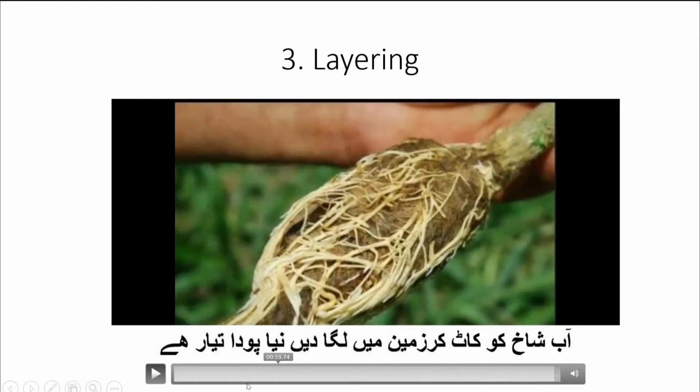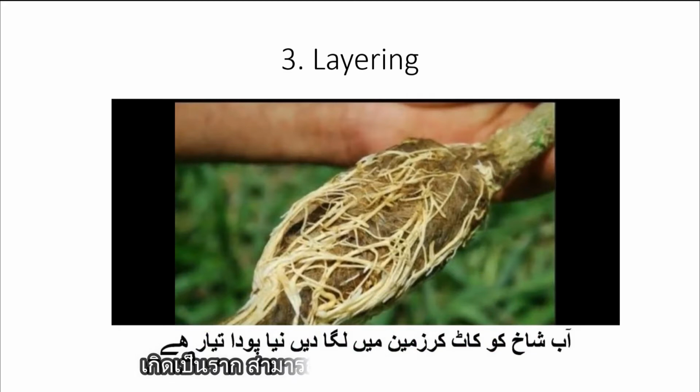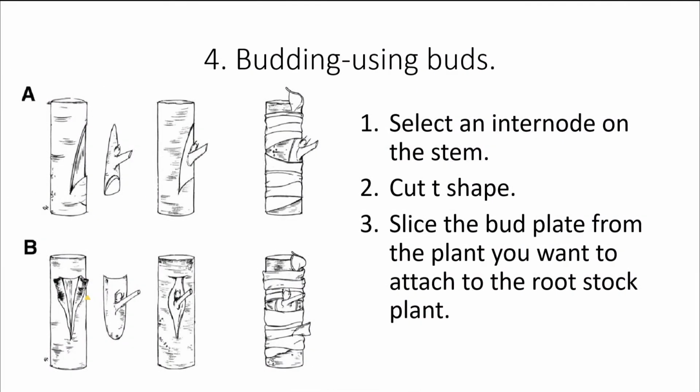This time you can cut the stem and plant this, and by using this method you can grow a new plant. Okay, layering. Next one here we have number 4.